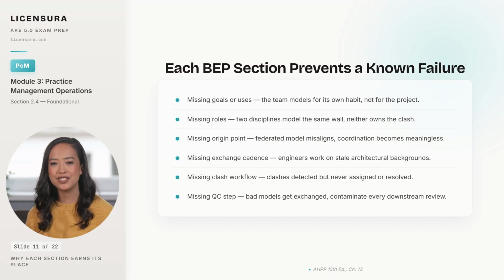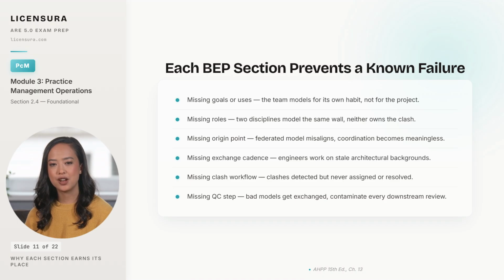Missing goals or uses means the team models for its own habit rather than for the project's needs. Somebody puts in 2 weeks on energy analysis on a project that never required it. Missing roles produces the classic problem where 2 disciplines model the same wall. Neither one owns the clash report, and the conflict sits unresolved.